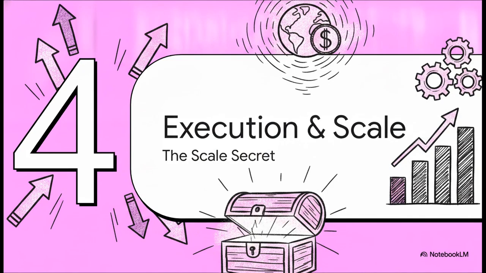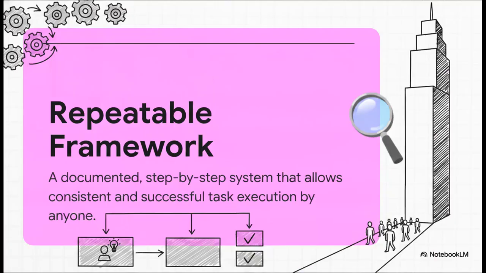Part 4. Execution in scale, the billion-dollar secret. So having these advanced AI tools is fantastic. But if you want to connect them to real business growth, you have to understand how massive corporations operate. To scale beyond just random, chaotic daily tasks, you have to build documented, repeatable frameworks. This means creating a step-by-step system where anyone on your team can perform a task successfully without you breathing down their neck. Large companies can manage tens of thousands of employees, specifically because they run on these rigorous frameworks.